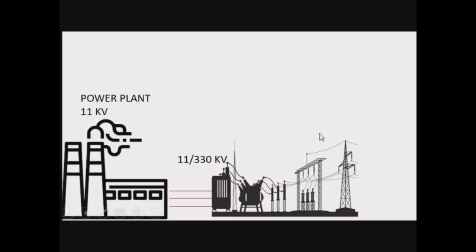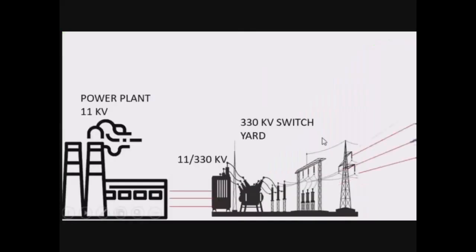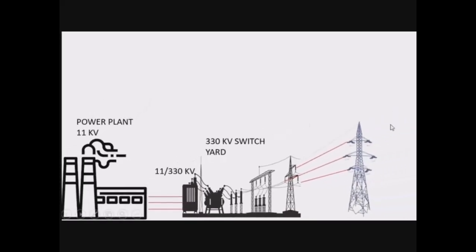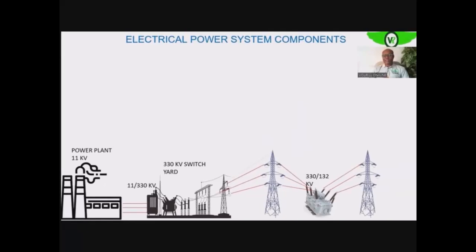That 330 kilovolts will now be sent from your switchyard into your transmission system. So the transmission line, as you can see, is actually transmitting at 330 kilovolts. That 330 kilovolts is now sent to a sub-transmission station, as it is getting closer to where it will be used. That sub-transmission station takes it down from 330 kilovolts to 132 kilovolts.